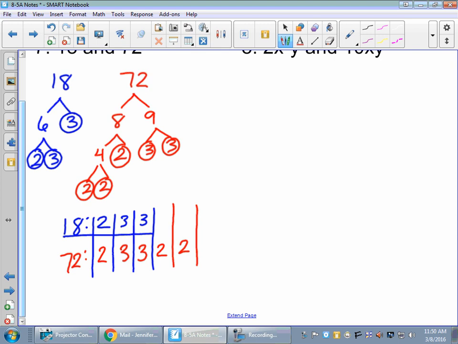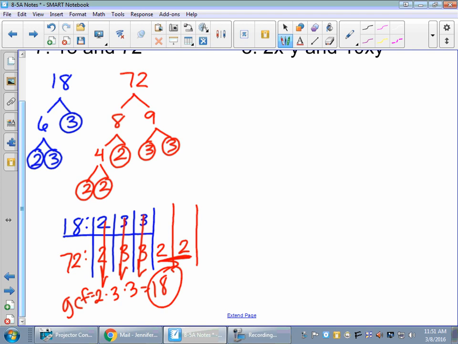And so when you look at all the things in common between 18 and 72, you can take all the common ones. They have 2 in common, they have 3 in common, and they have another 3 in common. So 2 times 3 times 3 is your greatest common factor. These other 2 numbers over here, they had nothing in common. There wasn't anything in 18. So when you take 2 times 3 times 3, you end up with 18 itself. 18 is the biggest factor between 72 and 18.